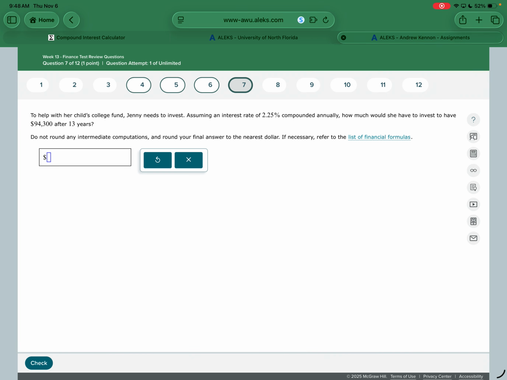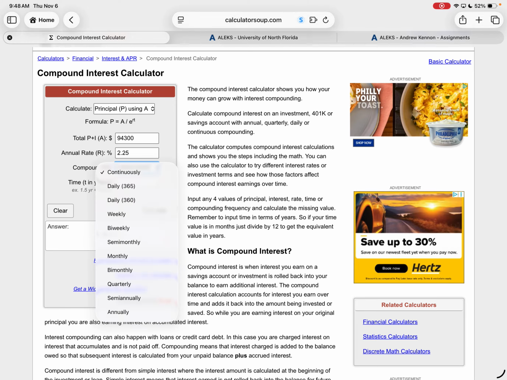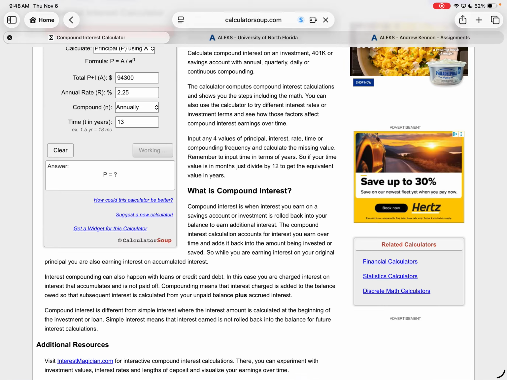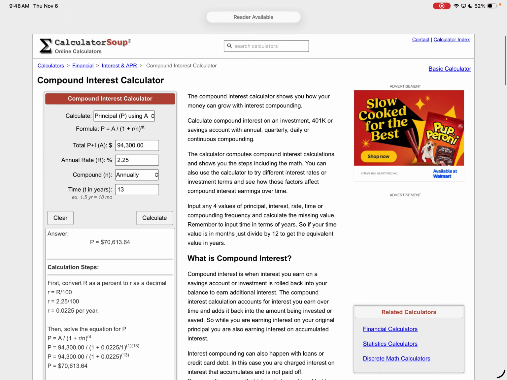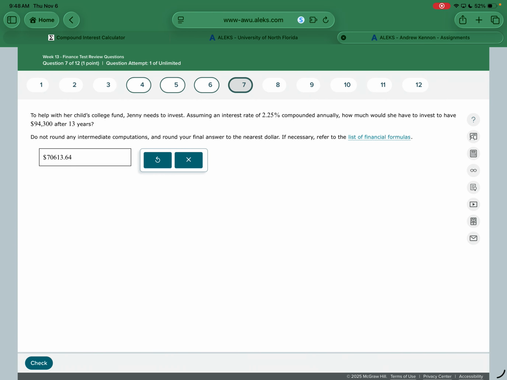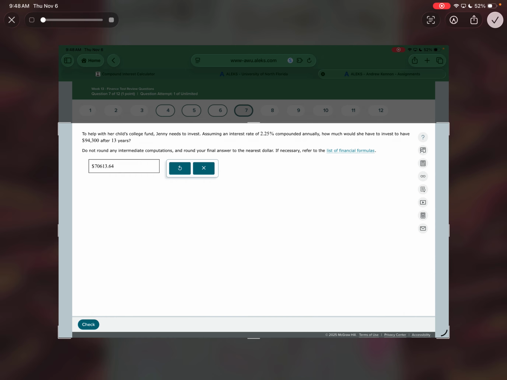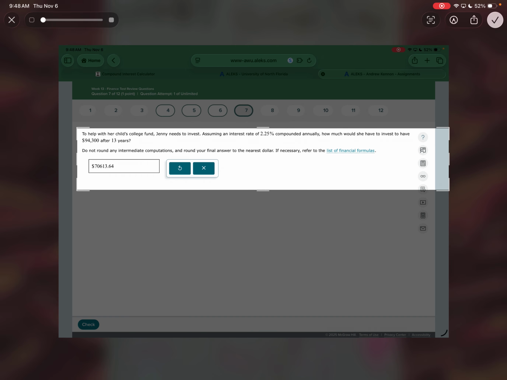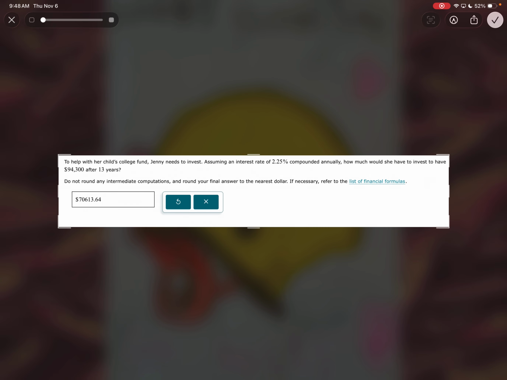94,000, 2.25, and then it says compounded annually, 13 years. So just like the other problem, I want you to write what each letter is there. 70,136.4. All right, I see that and I'm like, who's going to invest $70,000 and just set it aside for 13 years? That's kind of crazy numbers there. But the point of compounding interest is that she puts $70,000 in, and 13 years later she gets an extra $24,000 for free.